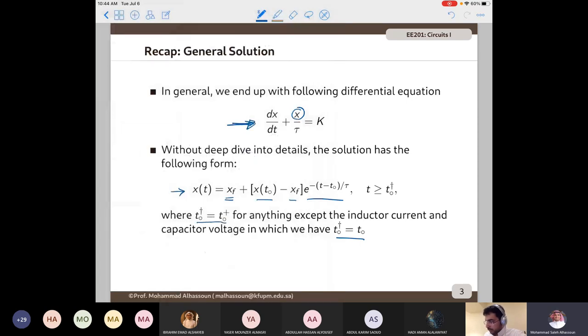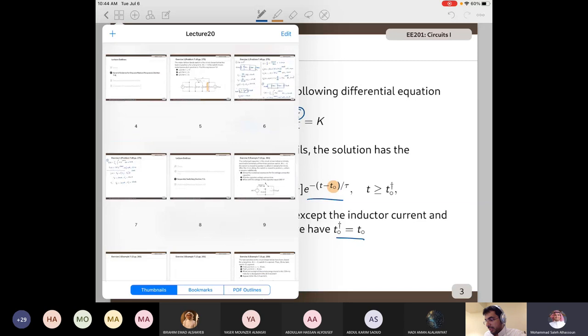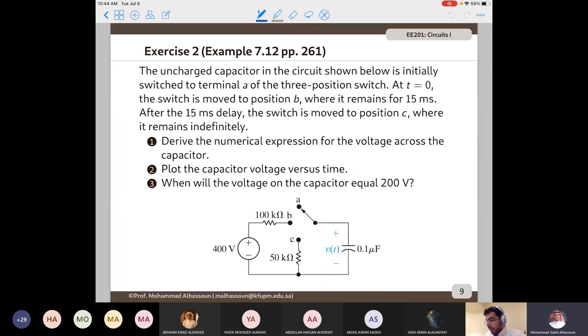Now there is one important thing here we did not consider: non-zero T naught. So in the following section, we're going to bring this non-zero T naught into the equation and investigate what's going on. In the previous cases, we assumed that the switching occurs at T equals zero. This makes sense if you have one occurrence. The switch is occurring one time.